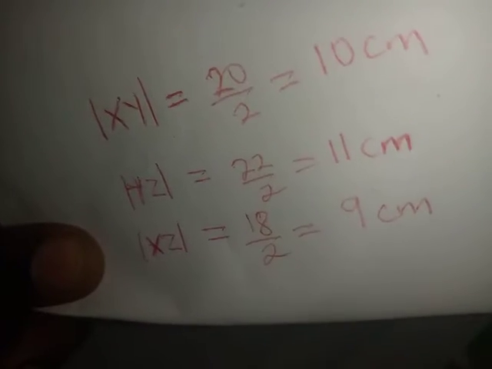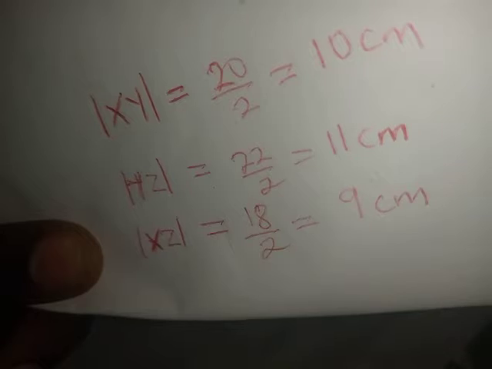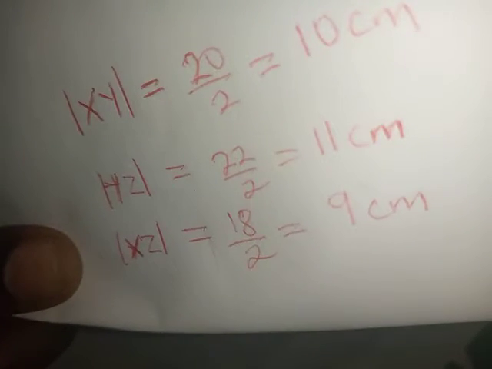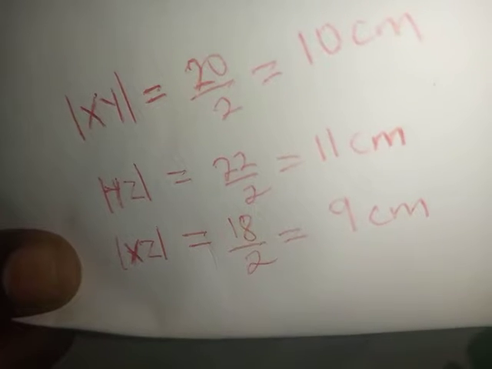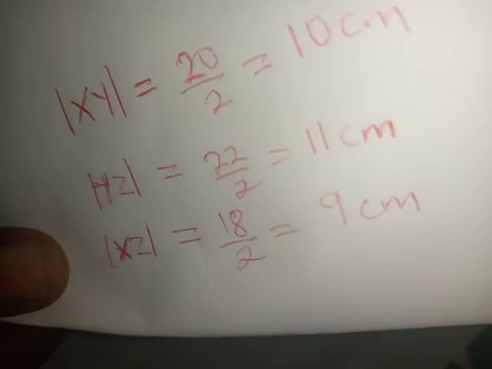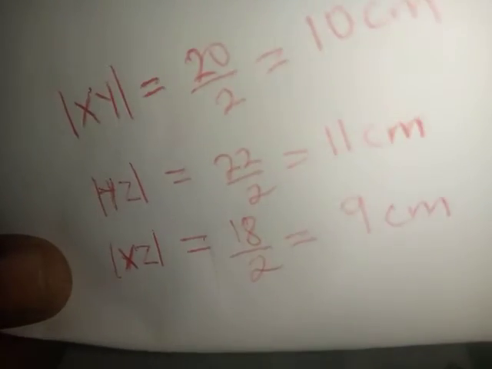And we are going to use 22 divided by 2, which is equal to 11 cm, to represent YZ, and 18 divided by 2 to represent XZ. So we are going to construct these three points.